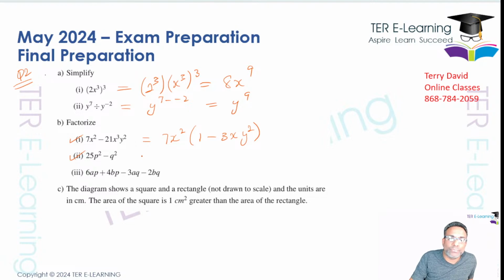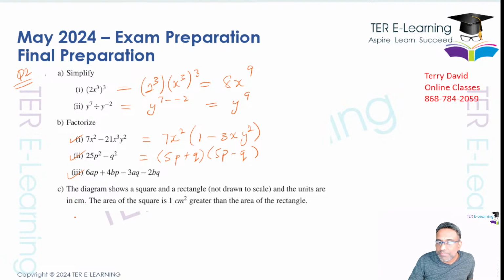For part 2, when we look at that, we can see 25p squared minus q squared. That's the difference of 2 squares. So in this case, the answer should be 5p plus q in one bracket, and 5p minus q in the second bracket. That's it.